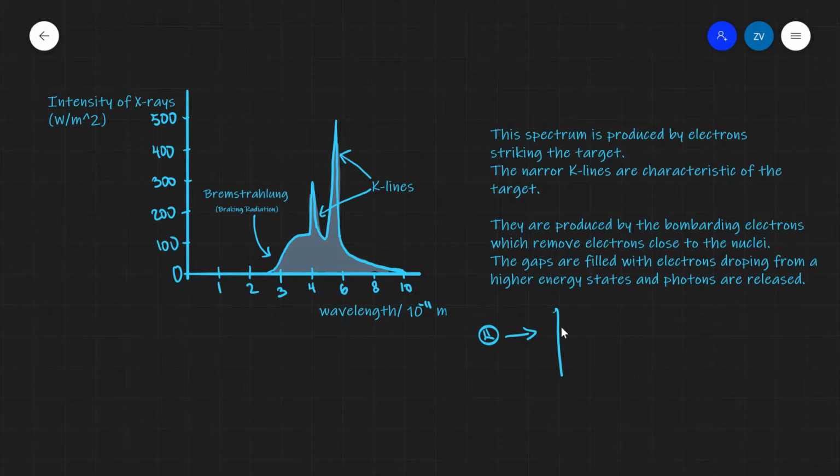Now, if they remove electrons which are quite close to the nucleus, let's say that the nucleus is here and r is equal to 0, if this electron is removed, then a higher state electron will drop down in energy. And when it does, it will release a photon. So a photon is released. I've summarized this over here. Once again, they're produced by the bombarding electrons, which remove electrons close to the nuclei. The gaps are filled with electrons dropping from a higher energy state, and photons are released.